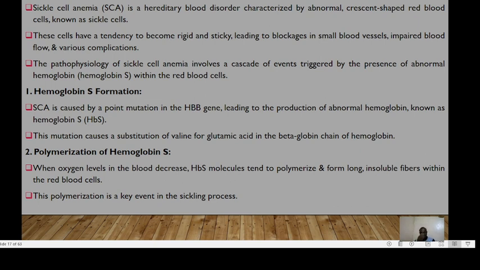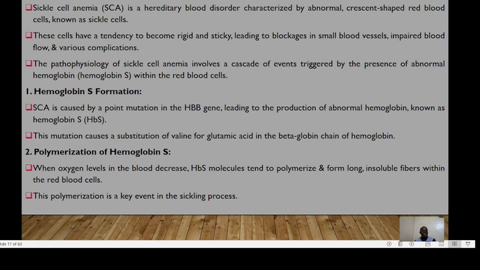sickle cell anemia. Sickle cell anemia is a hereditary blood disorder characterized by abnormal crescent-shaped red blood cells known as sickle cells. These cells have a tendency to become rigid and sticky, leading to blockages in small blood vessels, impaired blood flow, and various complications. The pathophysiology normally involves a cascade of events triggered by the presence of an abnormal hemoglobin, referred to as hemoglobin S, within the red blood cells.